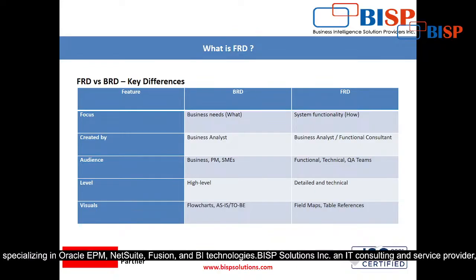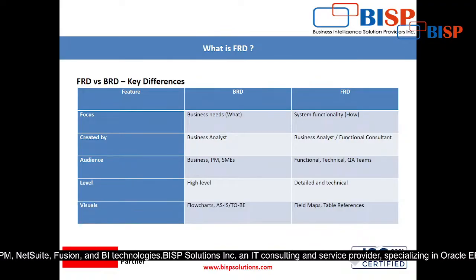In this FRD, what are the visuals? Visuals means after opening the document, what you will see in that document. Field maps, okay. Table references, okay. Now field maps and table references means, suppose in the functional requirement document, the fields will be mentioned, okay. Then the table references, what tables are used, okay. So in the functional requirement document you will see the complete flowchart also, and also which table, or we can say which record is referred for this, right? So that is called the functional requirement document, right?